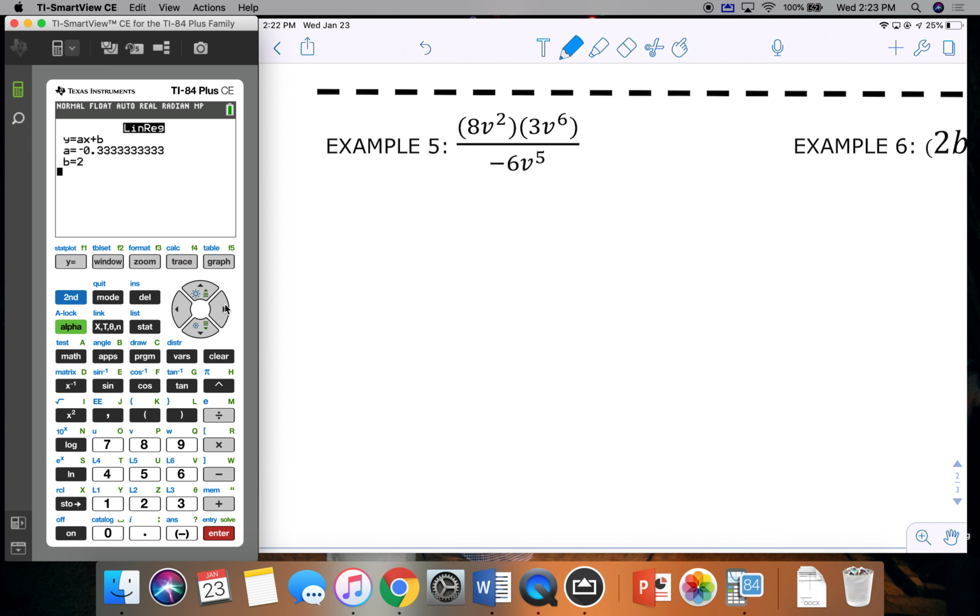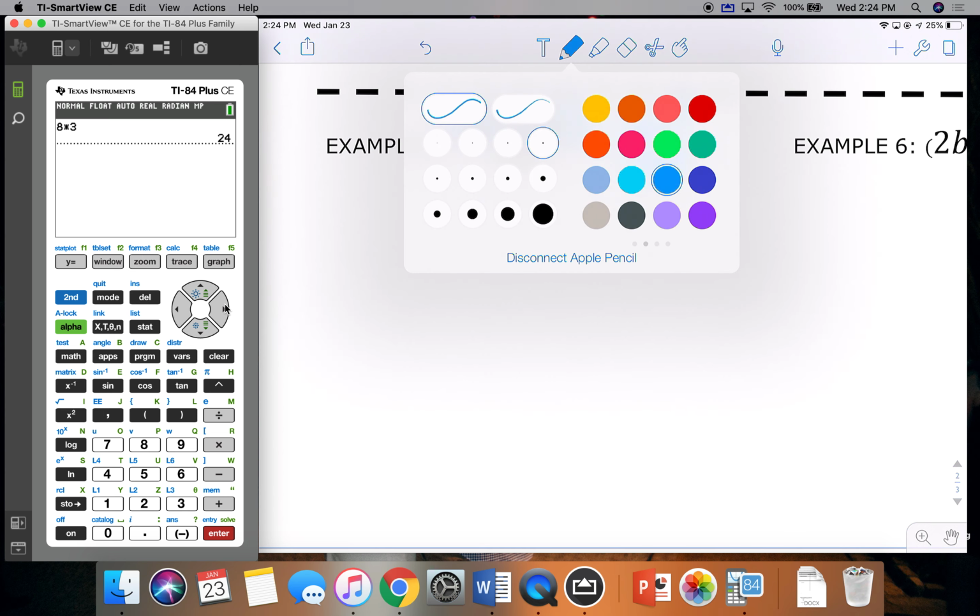Example 5 is an example with exponents, so we have to use our exponent rules here. So I'm going to take care of this top part first to simplify the top before I divide by the bottom. So I'm going to rewrite the bottom so I don't even confuse myself. Big numbers are normal, so on the top, 8 times 3 is 24. And then the little numbers, because these are separated, I add them, so 2 plus 6 is 8.